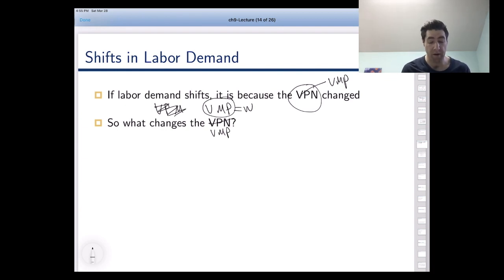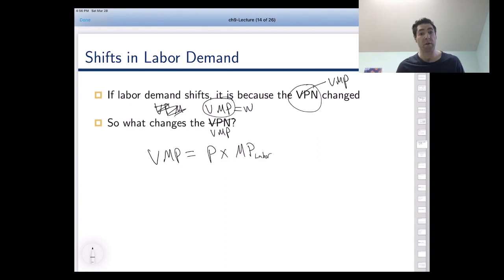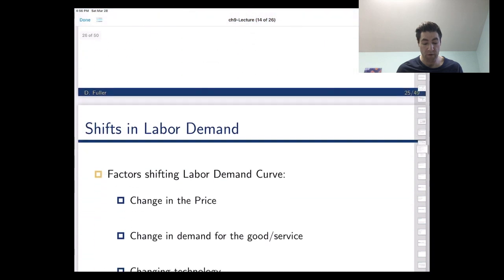So what could change that? Well, what was the value of the marginal product? The value of the marginal product was the price times the marginal product of labor, which was how much more productive, in our example, how many more car washes each worker could produce. So if this changes, it has to be either because the price of the good changed, or something happened that changed how productive our workers were, or the marginal product of labor.